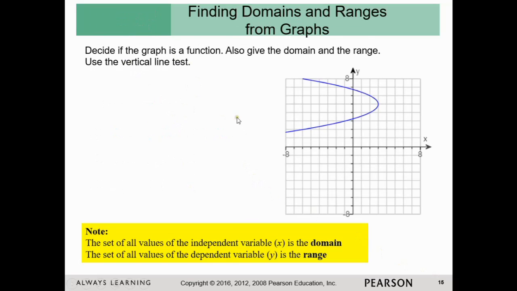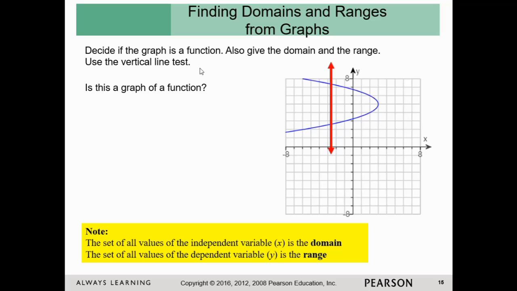All right, so we're going to find domains and ranges from graphs. So we're given this graph here. As you can see in blue here, we have a parabola that's kind of laying on its side there. A couple things to notice about this graph. Remember, this is assumed to go on forever. This is assumed to go on forever in this direction. So the first thing it says is decide whether the graph is a function. So is the graph a function?